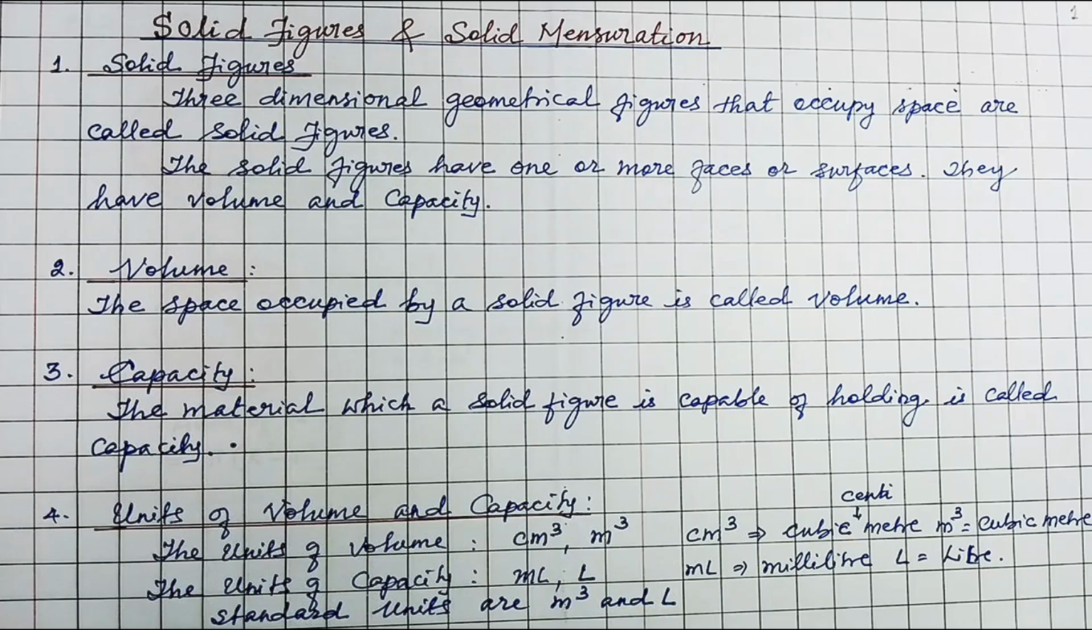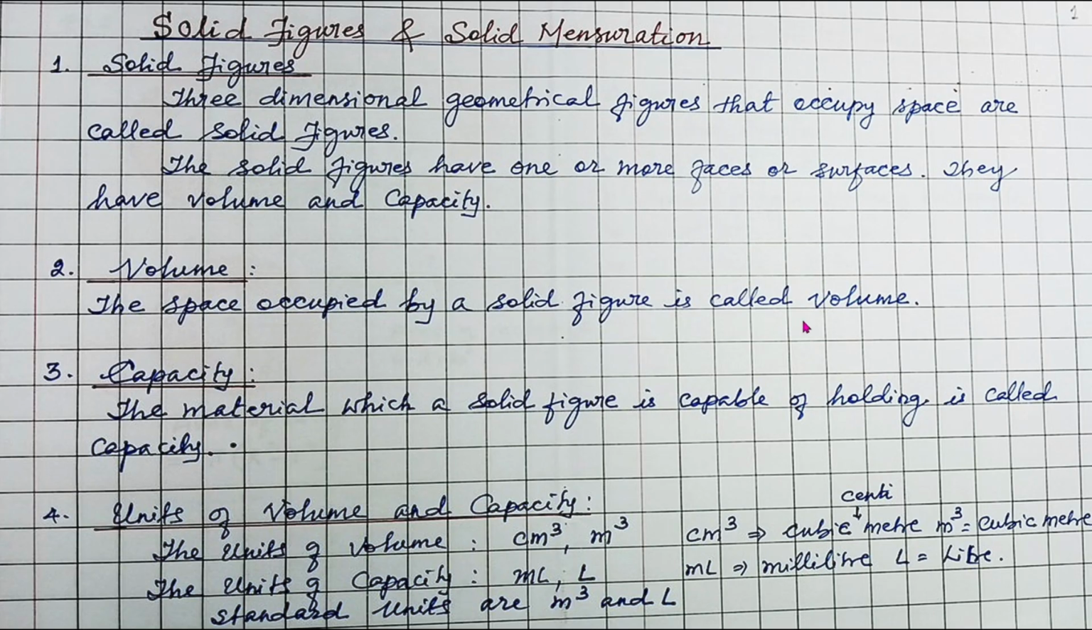Welcome to MRL. In this learning session, we'll be learning about solid figures and solid mensuration. Now, what are solid figures? Three-dimensional geometrical figures that occupy space are called solid figures. The solid figures have faces or surfaces, they have volume and capacity. In solid mensuration, we will be discussing the measurements of the volume, capacity, area and dimensions of solid figures.